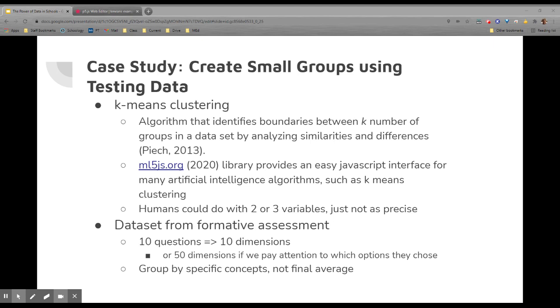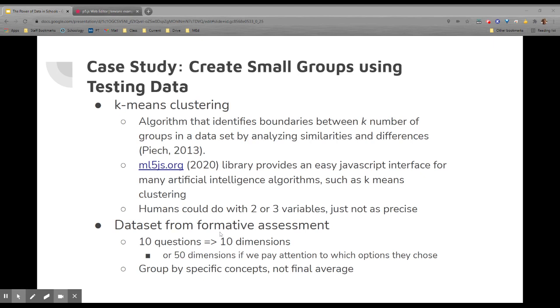So to do this kind of a process, because it is not exactly an easy process, there's the ML5JS library from ml5js.org, which provides an easy JavaScript interface for many artificial intelligence algorithms, which this is one of those, such as this K-means clustering algorithm.